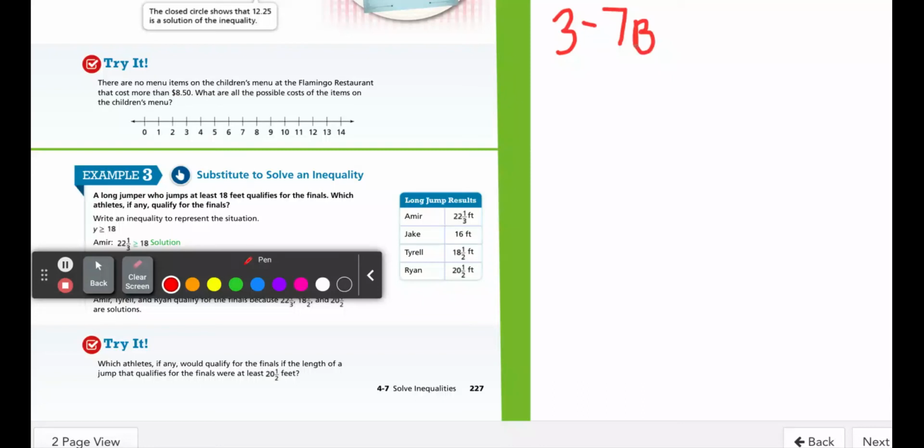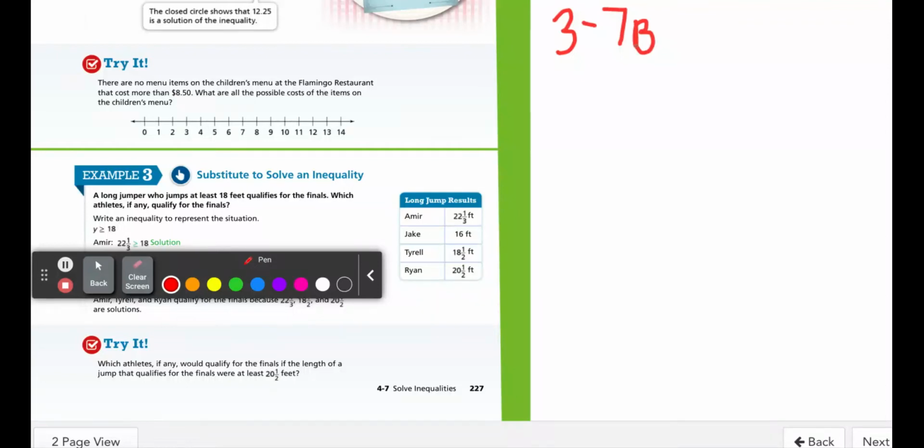This is lesson 3.7b. We're going to be seeing if a value for a variable makes an inequality true. So we're going to see if that value for the variable is a solution to the inequality by plugging in the value. So let's start by looking at example 3 here. The word problem says a long jumper who jumps at least 18 feet qualifies for the finals. Which athletes, if any, qualify for the finals?